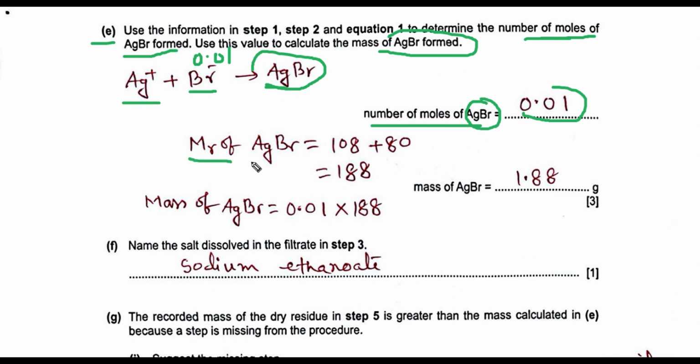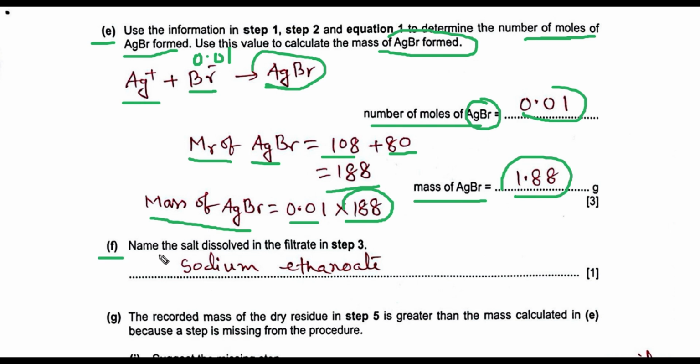Now the molar mass of silver bromide, silver is 108, bromine 80, so 188. Now the mass of silver bromide will be number of moles times relative formula mass. So if you calculate, you will get the mass of silver bromide as 1.88 gram.